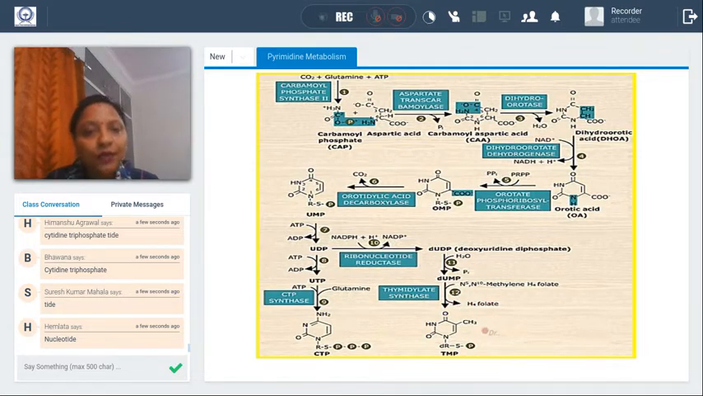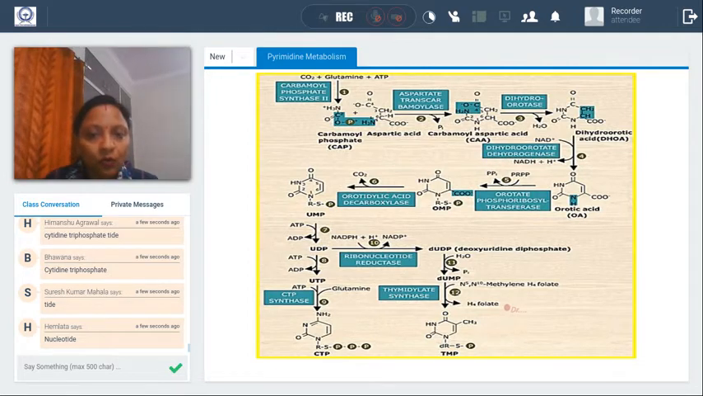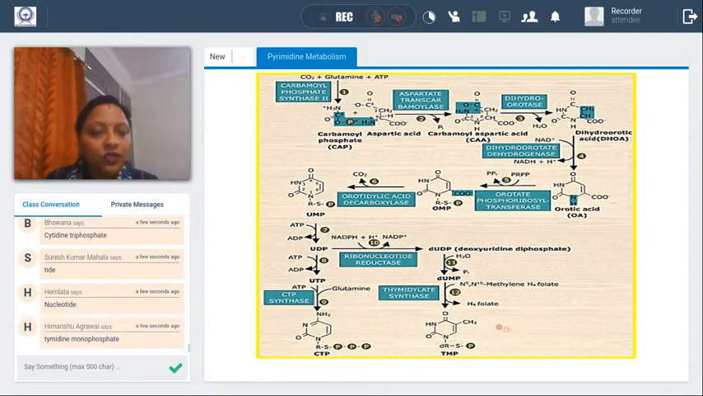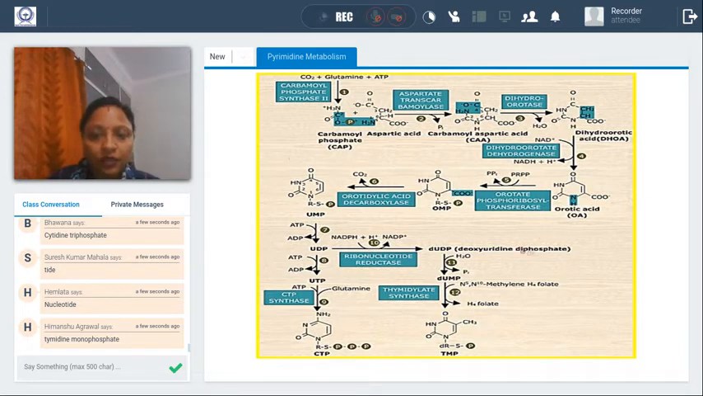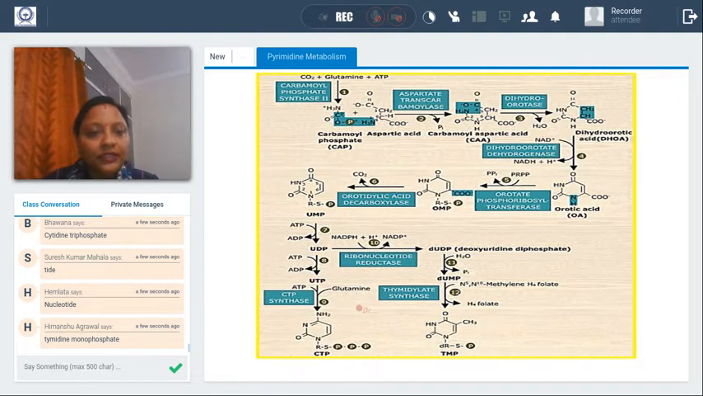What is the difference between uracil and thymine? You all know the difference is only a methyl group. So here methylene H4 folate gives the methyl group, and we get TMP from dUMP. dUMP is already deoxy, and TMP is thymidine monophosphate. It is also a nucleotide. So by this whole process we get CTP, TMP and UMP: UMP, UDP, UTP, CTP and TMP. All the nucleotides of these three pyrimidines: uracil, thymine and cytosine.